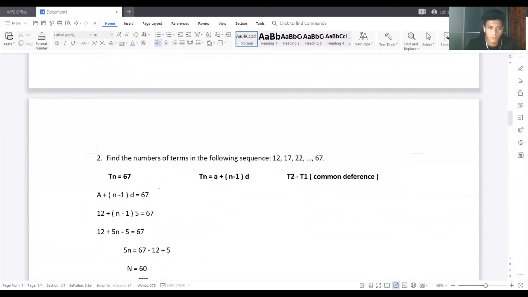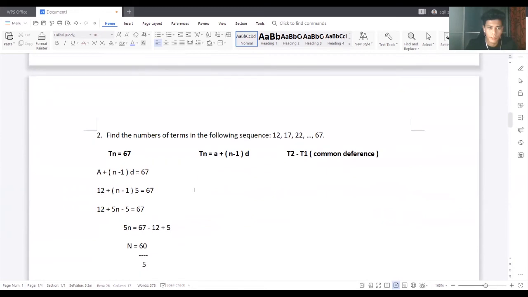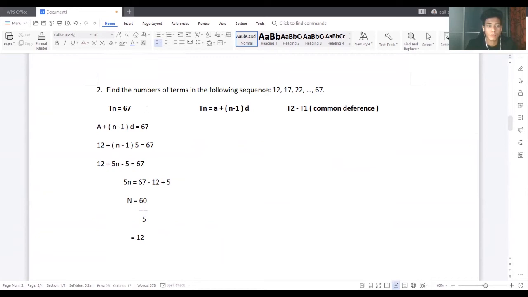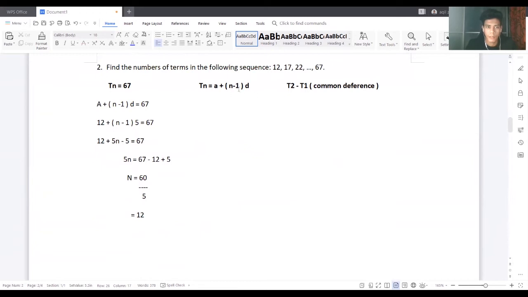Moving on to question 2 for arithmetic sequences. The question asks to find the number of terms in the following sequence: 12, 17, 22, and so on up to 67. We need to use the last number as the Tn, and this is the formula that we need to apply in this question, as well as the common difference formula. So you just need to apply A plus bracket n minus 1 d equals 67.